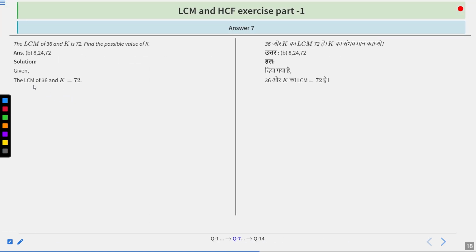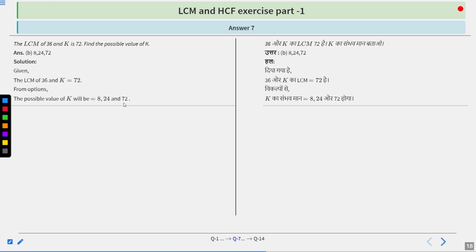Now, it was given that the LCM of 36 and K is 72. So from the options, the possible values of K can be 8, 24 or 72. Because if the LCM of 36 and K is 72, then K is a number which can divide 72. So 8 can divide 72, 24 can divide 72, and 72 can divide 72. That means 8, 24, 72. Option number B is the correct answer.